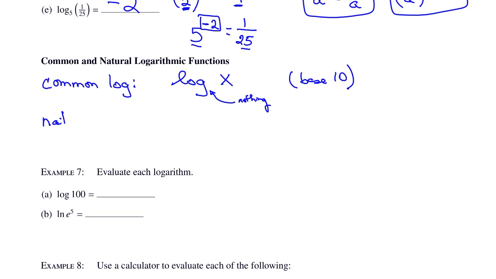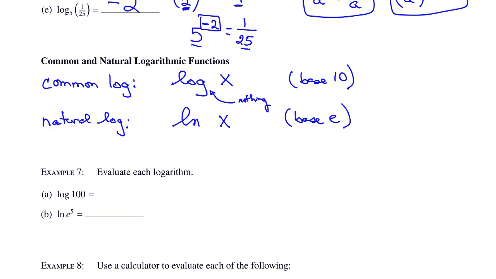Next is the natural log. The symbol for natural log is ln of x. There's nothing written here, but it's also not just log, it's ln. So when you have ln, the base is understood to be e, the natural base, the number that we talked about in the last lesson.